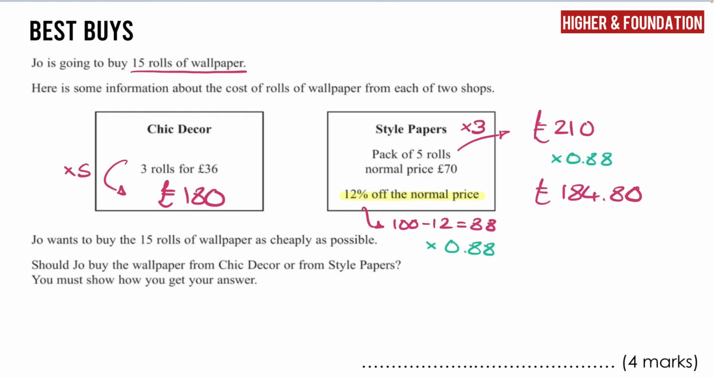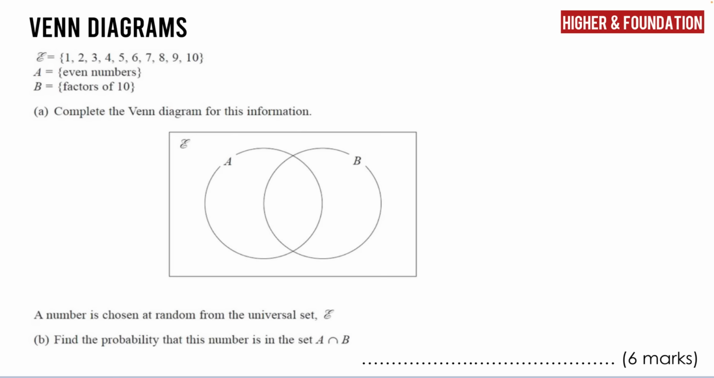£184.80. We just need to write down the exact place that we need to buy it from to make sure that we get the cheaper option. So here we go, making sure that your working out is super clear and backs up the answer that you're giving. Now a Venn diagram, of course, gives you some numbers that you're allowed to put into the Venn diagram.